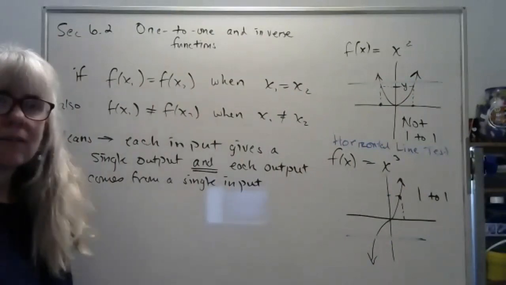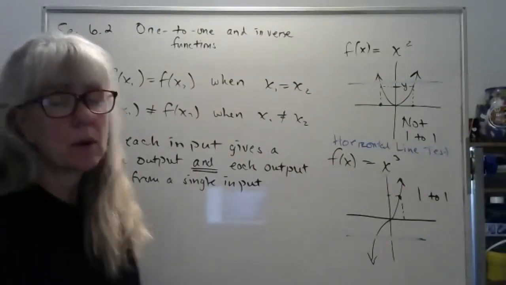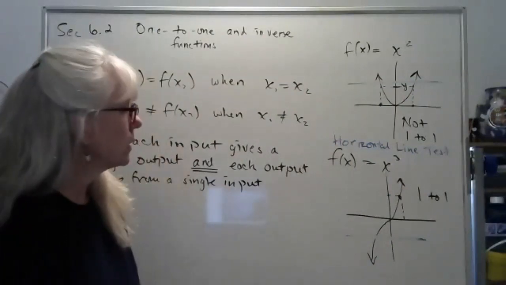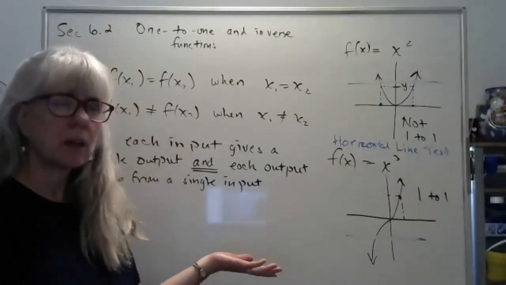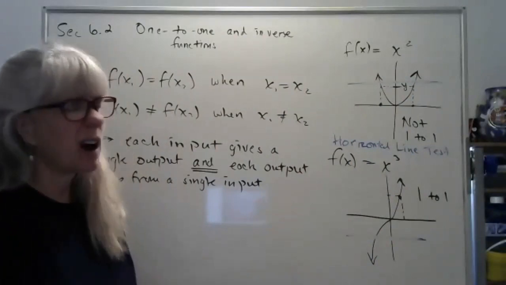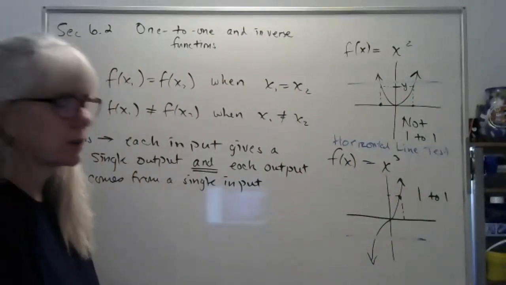Okay, any questions about a function being one-to-one? Now, not all of them that we've graphed are one-to-one, right? So some rational functions are, like the reciprocal function would be, but other rational functions are not. So there's a wide variety out there.